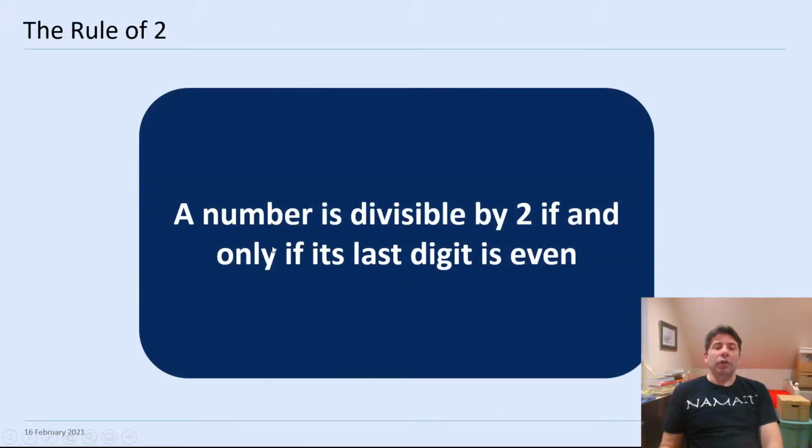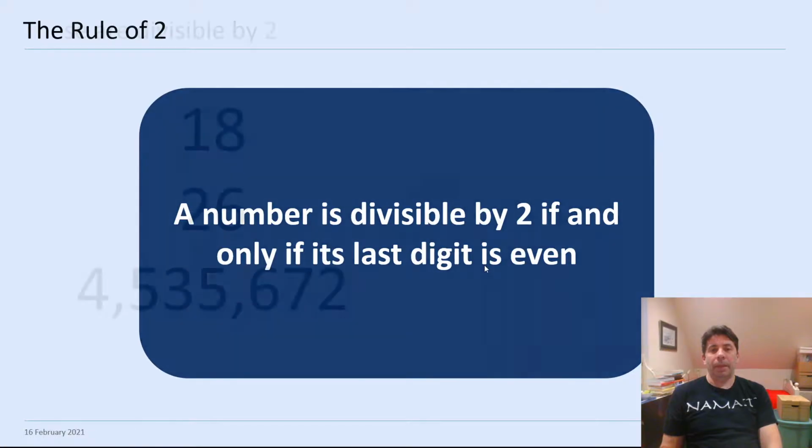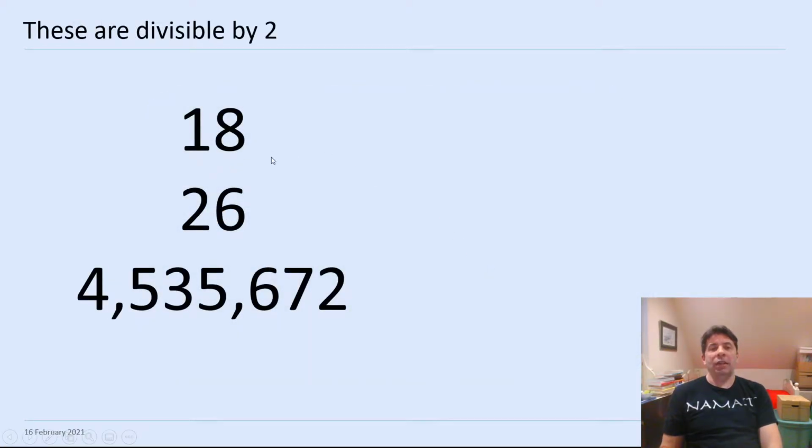So we're going to start with the rule of 2. A number is divisible by 2 if and only if its last digit is even. So 18, last digit is 8. 26, last digit is 6, that's even. The even numbers are 0, 2, 4, 6, 8. 4,535,672. All we care about is the 2, which is even.